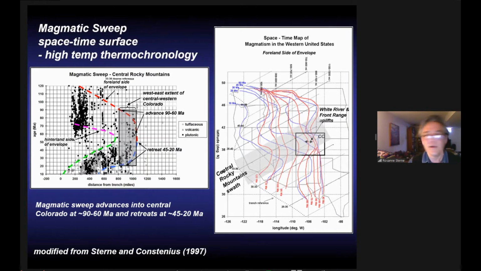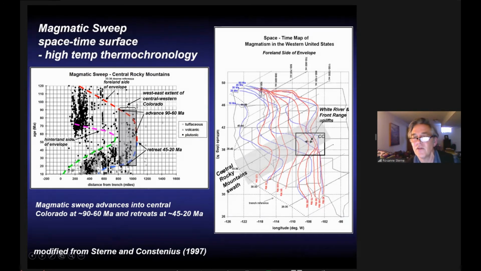Coney et al., Dickinson, Bird, many people have talked about the flat slab subduction of the Farallon plate beneath the western U.S., and I think it's a great model. And so at the time, I took all of the magmatic ages and put them into a space-time diagram. So here we go from 120 million years down to 10 on the vertical axis, and distance from the trench. So this is the space-time diagram.